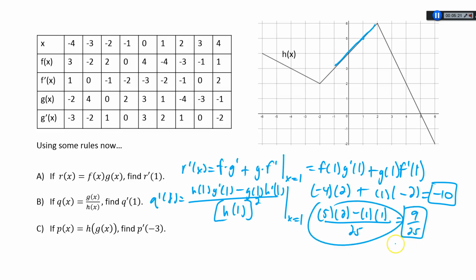Of course, you can stop here. You cannot stop here. Because we have values to plug in and we know what they are on the table, we've got to go one step further at least. You have to get to numbers. Yeah. h of g of x, that sounds like a chain rule problem.